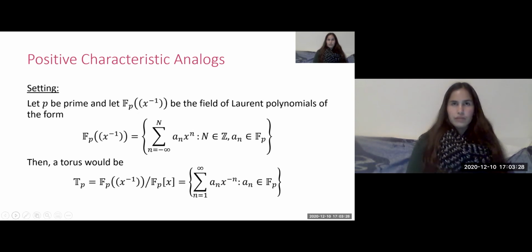So here we would like to take two polynomials from the discrete ring, which is going to be the ring of polynomials, F_p[x]. Is there a question?